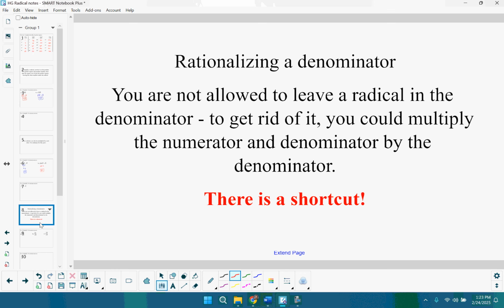The last thing we need to do with radicals is rationalize a denominator. We're not allowed to leave a radical in the denominator. To get rid of it, we would multiply both the numerator and denominator by that denominator number. But there is a shortcut. We don't have to show the step of doing the multiplication on the top and the bottom.